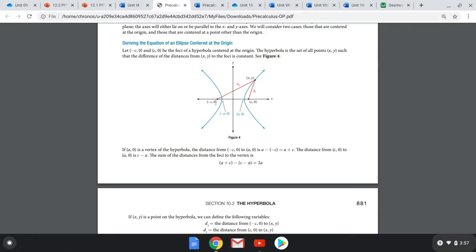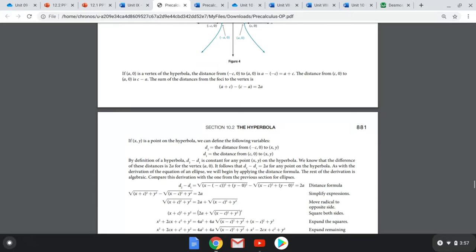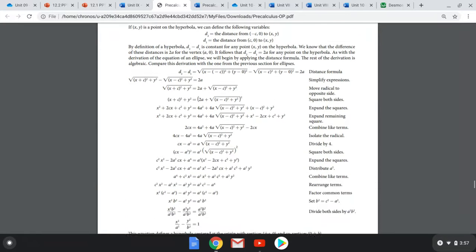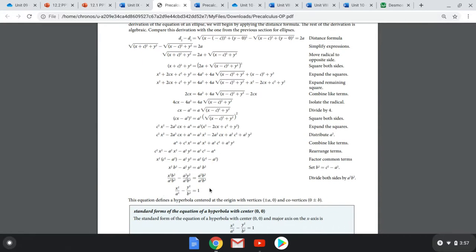So the hyperbola, if you take the distance from one focus to any point on the hyperbola and the distance from the other focus to the same point on the hyperbola, if you subtract those two distances, you will get the same number every time. So it's the set of points such that the distance from one focus minus the distance from the other focus is a constant. Okay, so that is the definition, and the book uses that definition to get the equation.